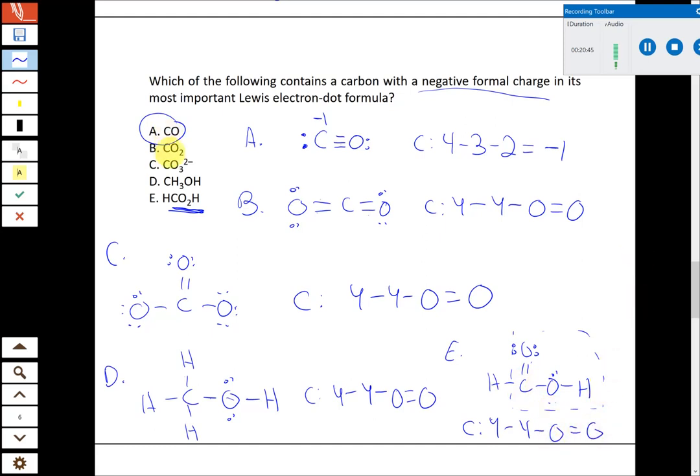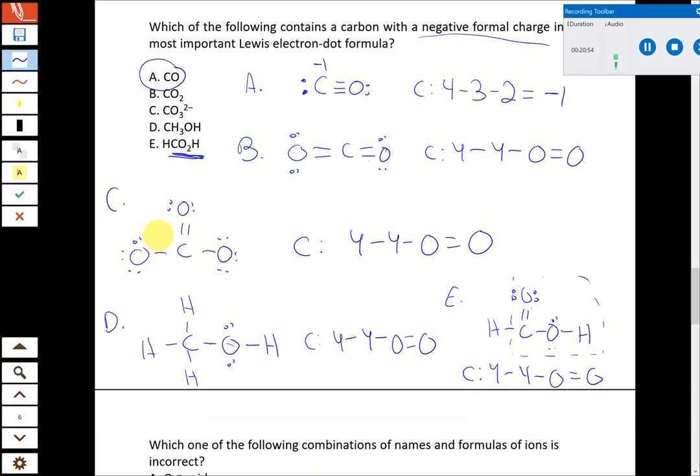So all the rest of these have a formal charge of 0 on carbon, which is the most common situation, but choice A does have a negative formal charge. That's the only way to arrange the valence electrons for that Lewis structure.